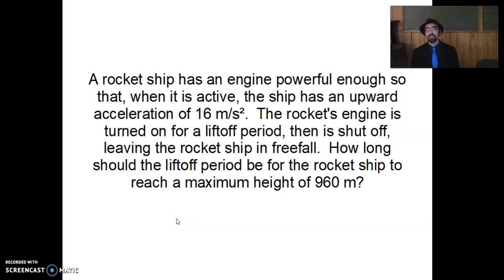A rocket ship has an engine powerful enough so that when it is active, the ship has an upward acceleration of 16 meters per second squared. The rocket's engine is turned on for a liftoff period, then is shut off, leaving the rocket ship in freefall. Question is, how long should the liftoff period be for the rocket ship to reach a maximum height of 960 meters?